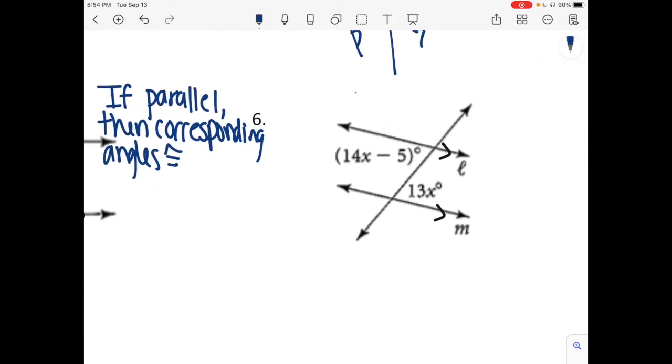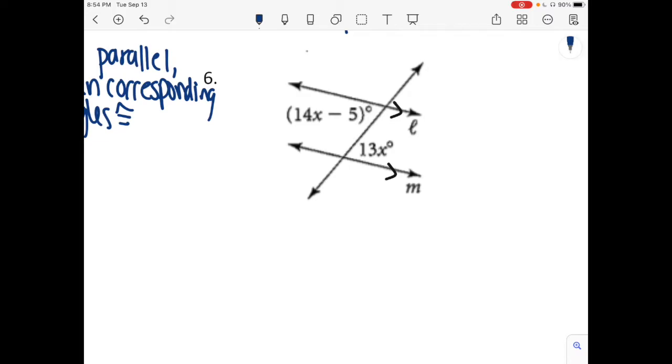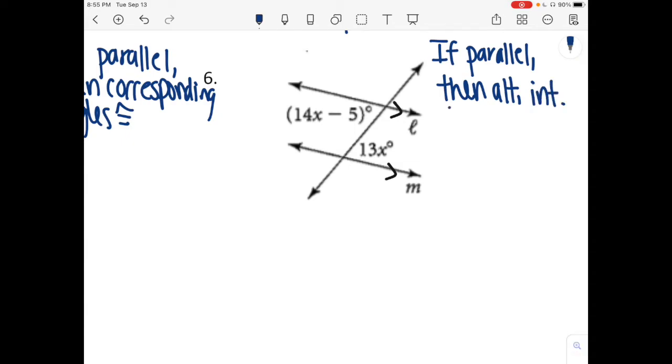All right, number 6. This looks a little funny, but we're talking about this angle right here, that one. I'm enjoying coloring here. And then this other angle over here. So these are angles on opposite sides of the transversal and inside parallel lines. So that is going to be considered alternate interior. So if parallel, because we have our arrows, then alternate interior angles are congruent or equal.